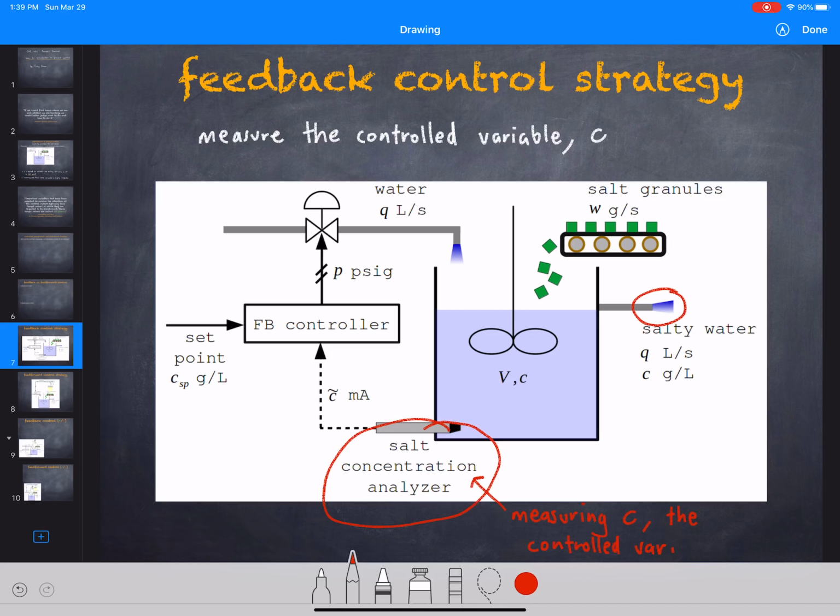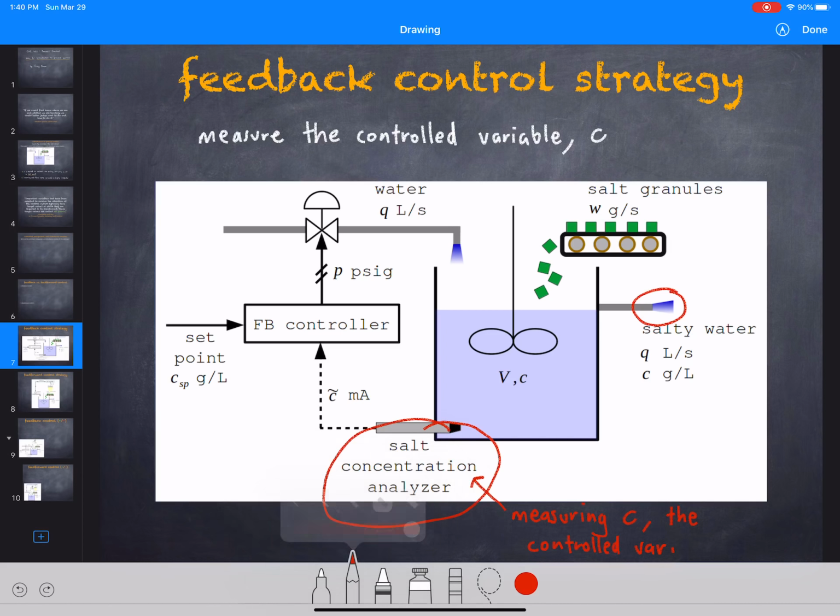So ideally, I would put this salt concentration analyzer here. So I'm being a theorist here, and according to the well mix assumption, the concentration of salt in the tank at every point in space in the tank is equal to the concentration coming out here, so it doesn't matter. But ideally, you would put the salt concentration analyzer here. It's a little bit of a side note. So we're measuring our control variable, and this salt concentration analyzer then spits out a milliamp signal. So this is a current, an electrical signal.